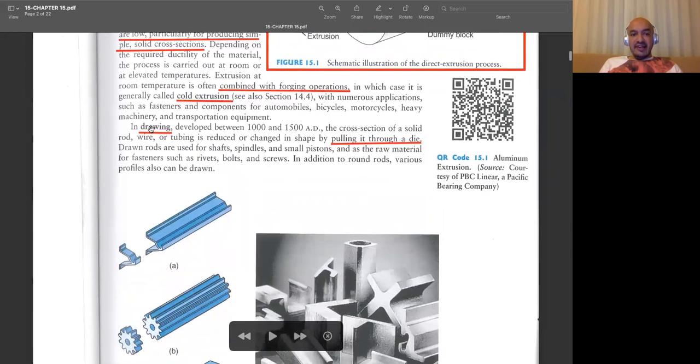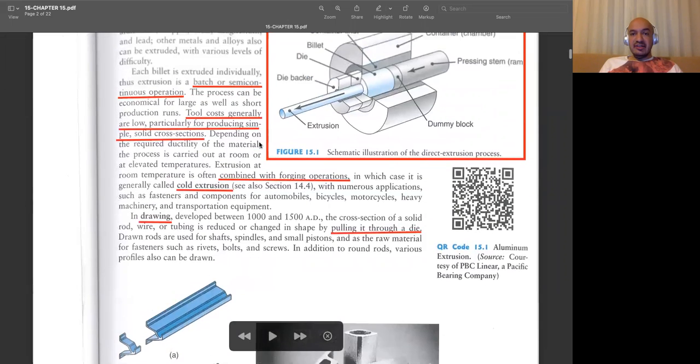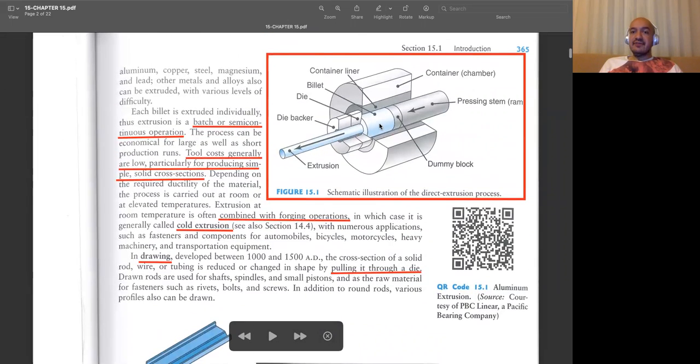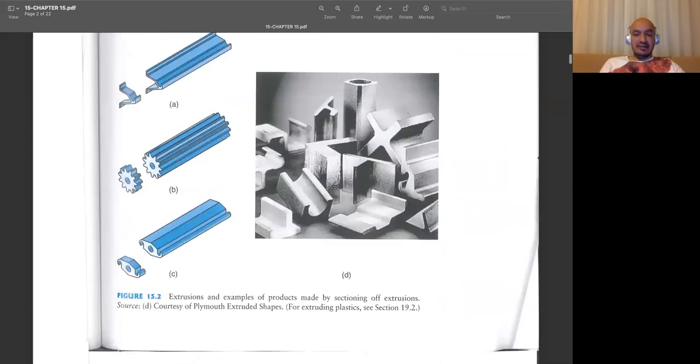And in the drawing case, things are highly similar. The only difference is that instead of pushing this billet from the back side, what we are doing in drawing, we grab the tip of the material and pull it through the die. So the resulting workpiece has the same shapes as in the extrusion processes. The only difference is that we are pulling instead of pushing the material.